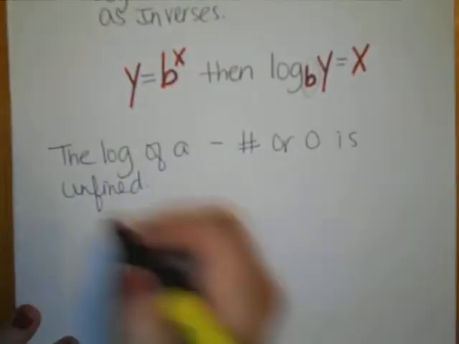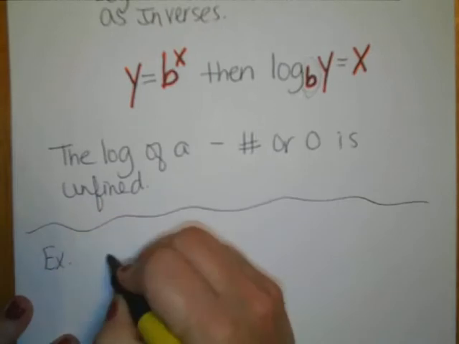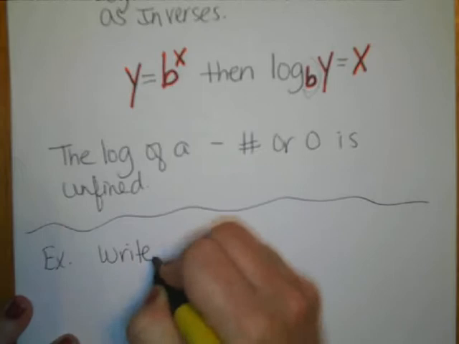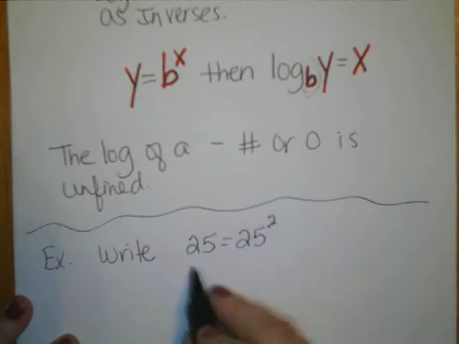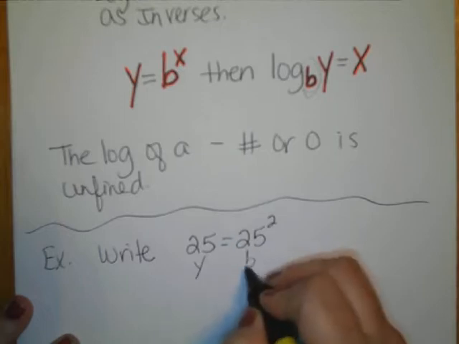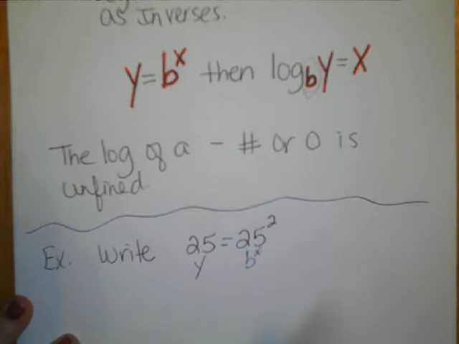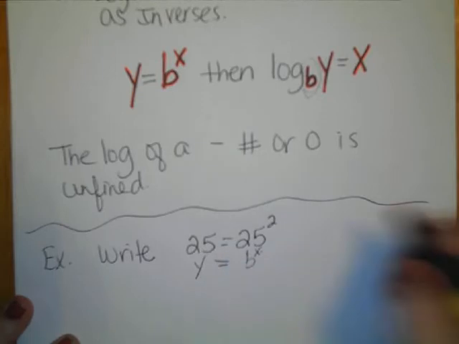Let me give you an example, I think it's the best way. If I want to write this exponential function, and if you would agree this is an exponential function, this would represent y, this would represent b because it's my base, and this would represent x, as up here. And I want to write that in log form.